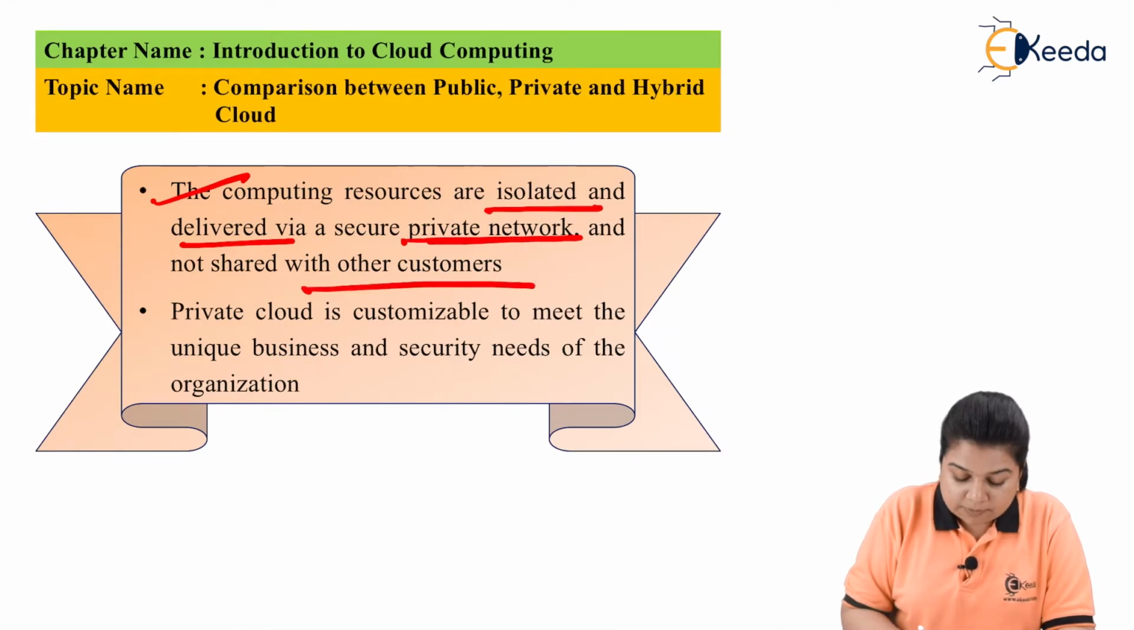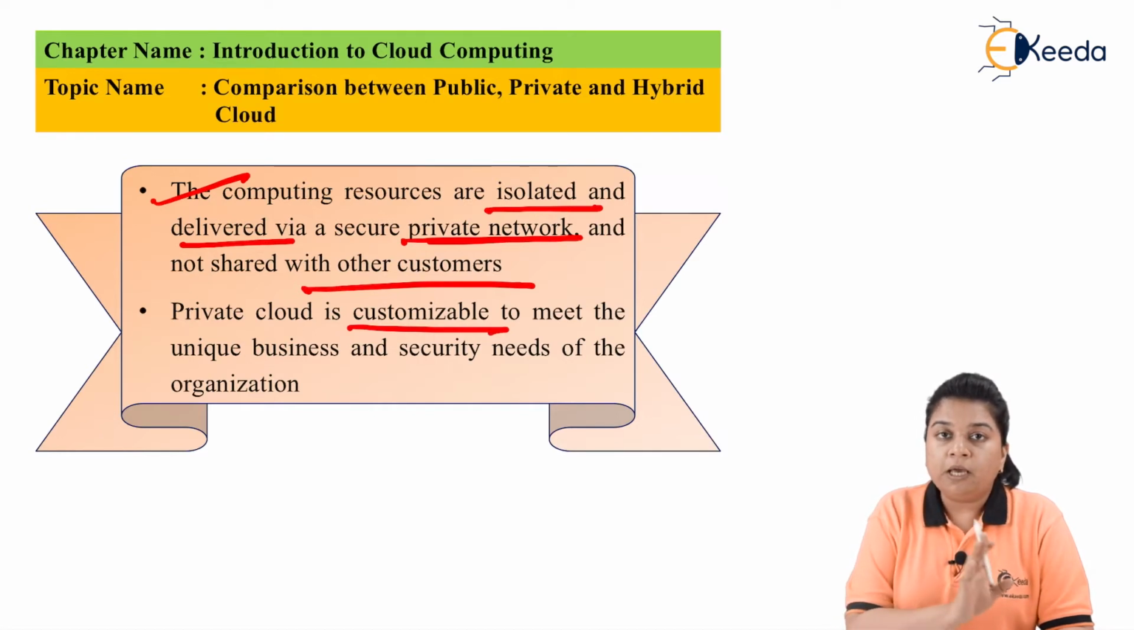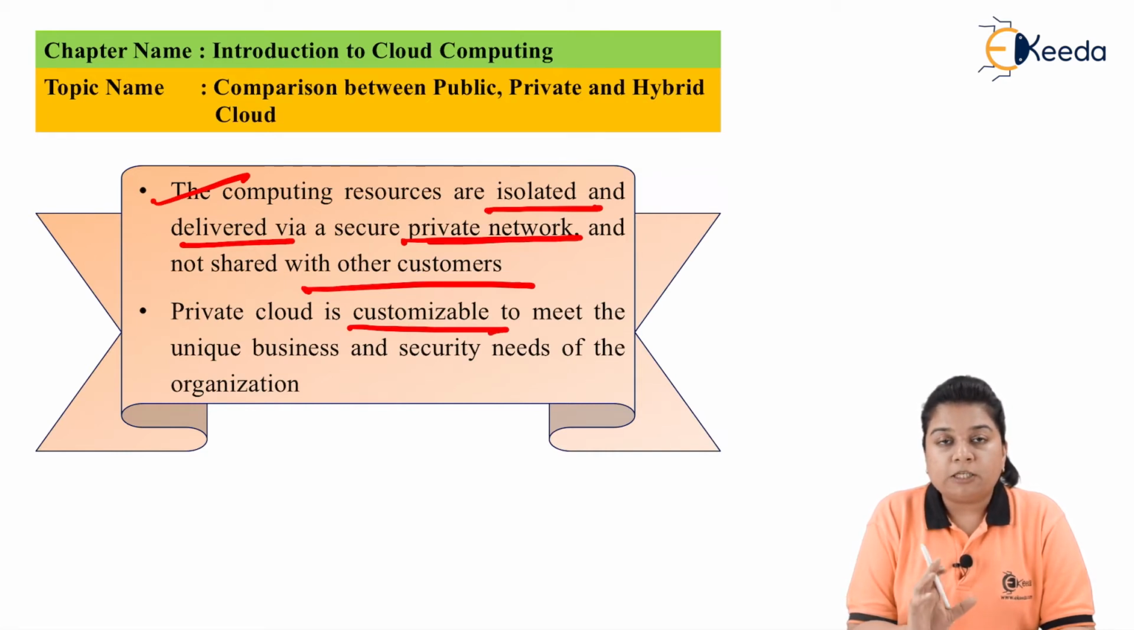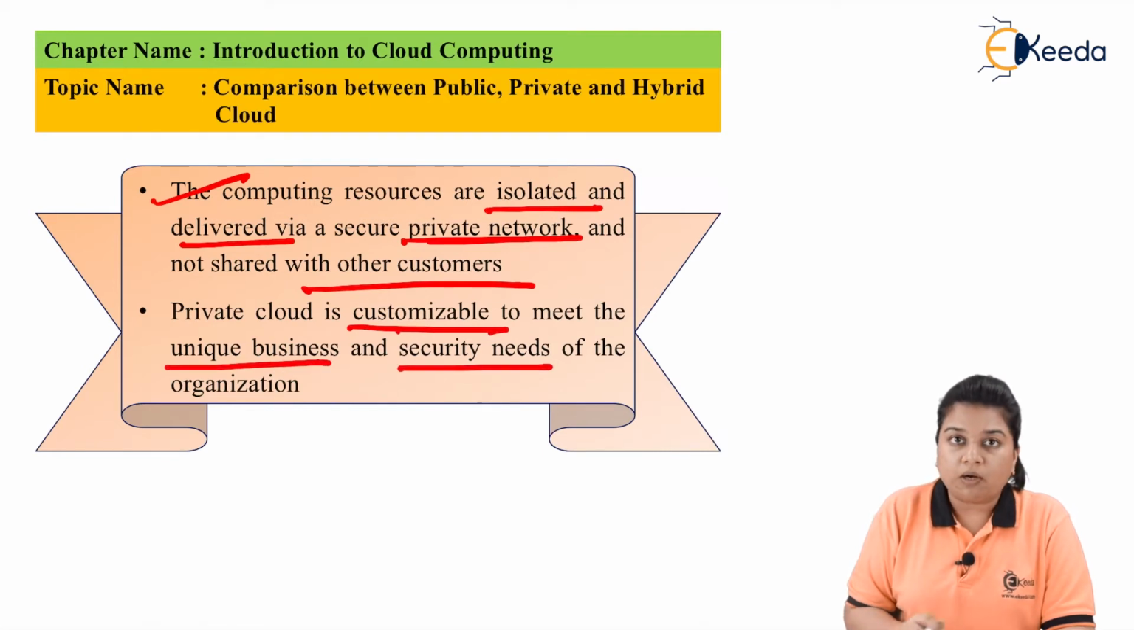Private cloud is customizable. Since it is private, it is for our own use. We can customize it as per the requirement. But it is not possible with the public cloud, because public cloud is for public, as the name is. So you cannot customize it as per your need. This is the benefit for private cloud. So private cloud is customizable to meet the unique business and security needs of the organization.